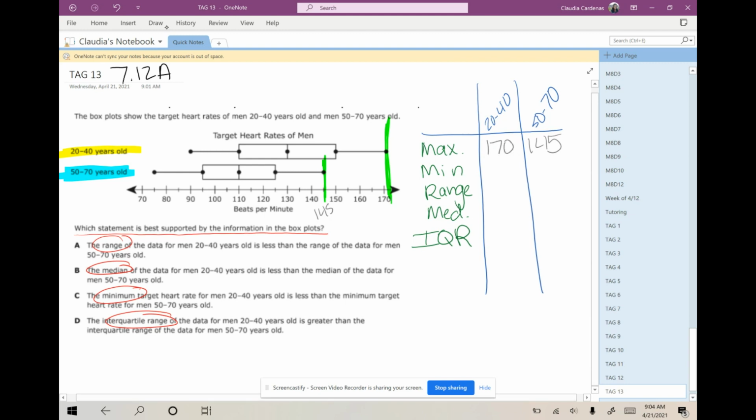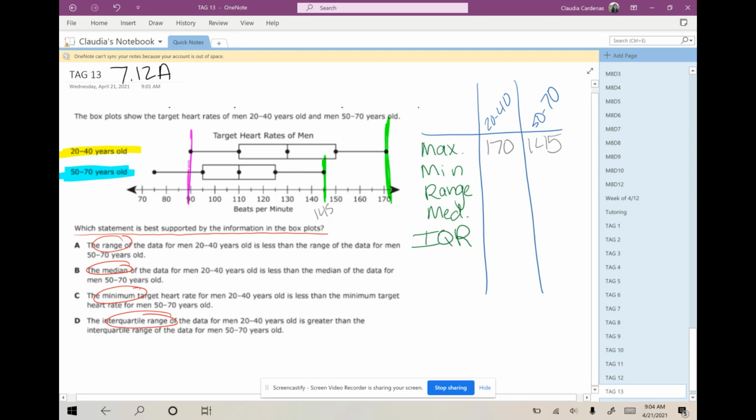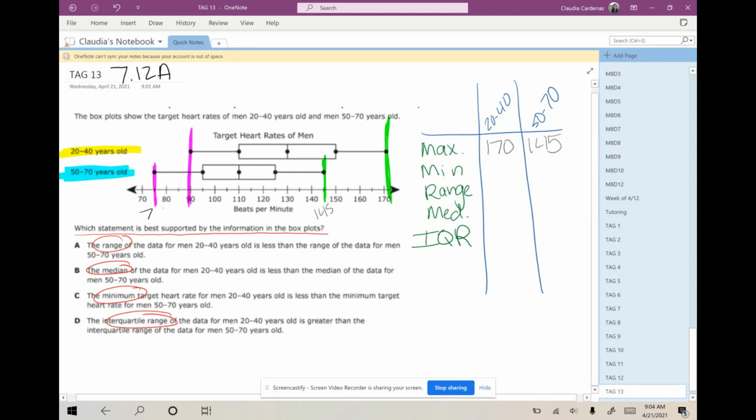And then the minimum point for 20 to 40 years old is right here at 90. And the minimum or the smallest point for 50 to 70-year-olds is halfway between 70 and 80, which makes this 75. So let's be careful. The 20 to 40-year-old range minimum is 90, and the minimum range for 50 to 70-year-olds is 75.